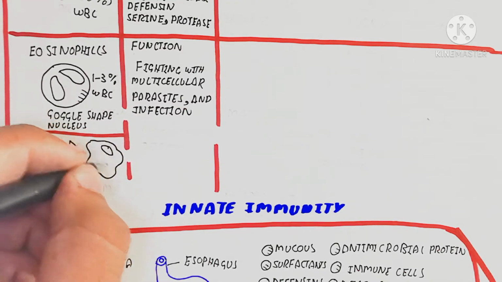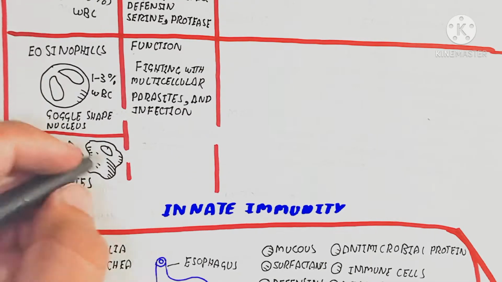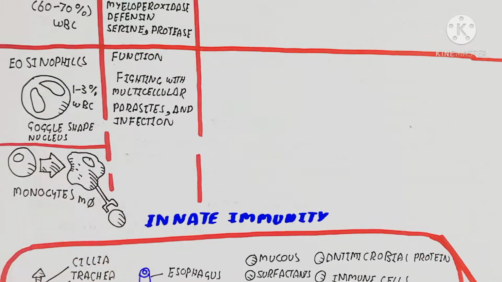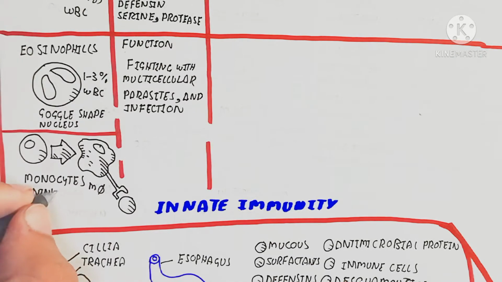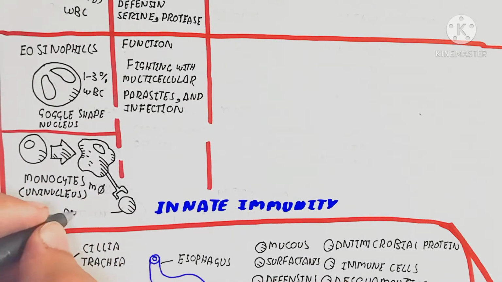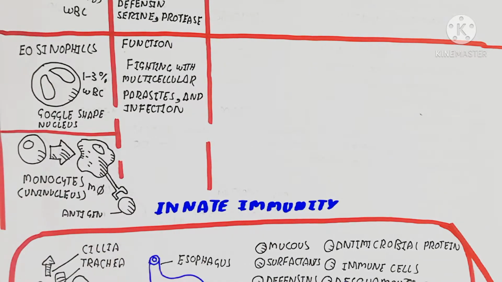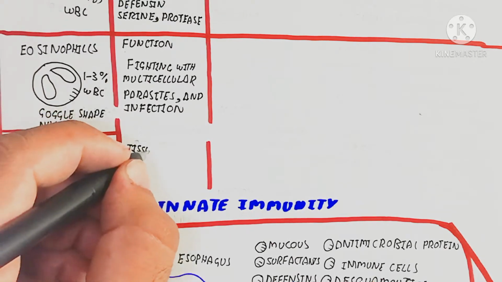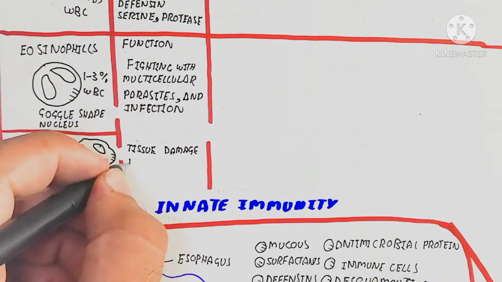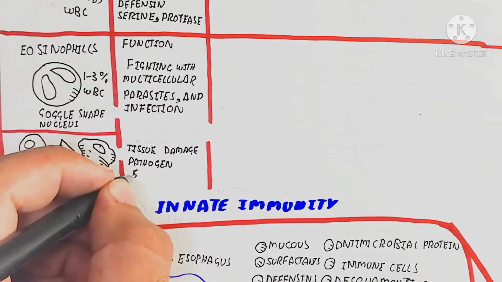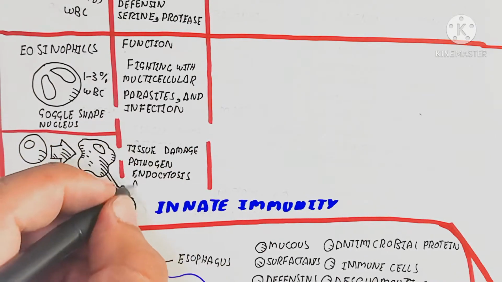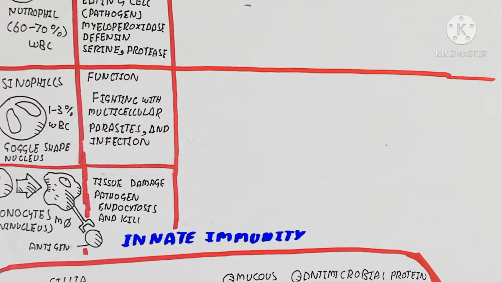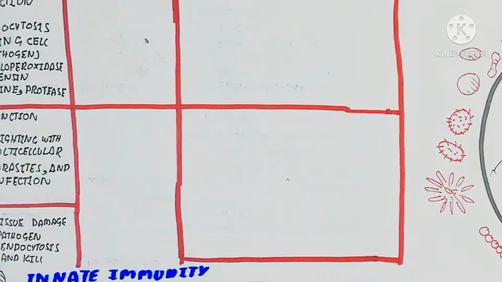While here the monocyte we will discuss is the precursor of the macrophage, which is produced by the stimulation of cytokines. This macrophage engulfs the antigen, by a coating of antibodies or something. So the function is dealing with tissue damage, pathogen endocytosis and killing. That means their function is endocytosis or phagocytosis.